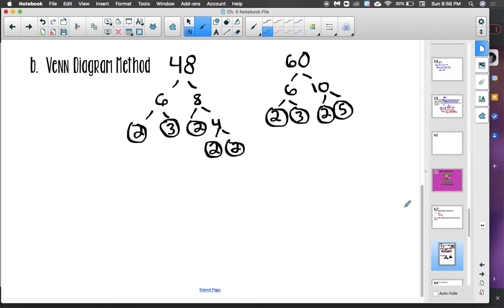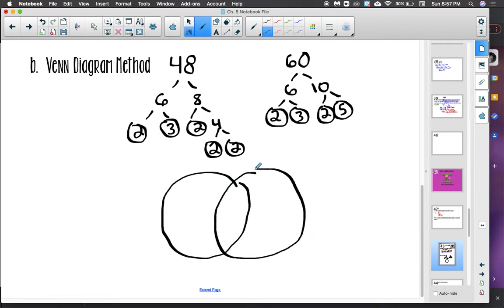So to finish my Venn diagram method, I draw a Venn diagram. Two very poorly drawn circles here, right? And what I do is I take numbers that are in both of these and I put them in the center of my Venn diagram. So I've got a 2 here and a 2 here, so I'm going to put a 2 in the middle. And I've got a 3 here and a 3 here, so I'm going to put a 3 in the middle. And another 2 and another 2, so I'm going to put a 2 in the middle.